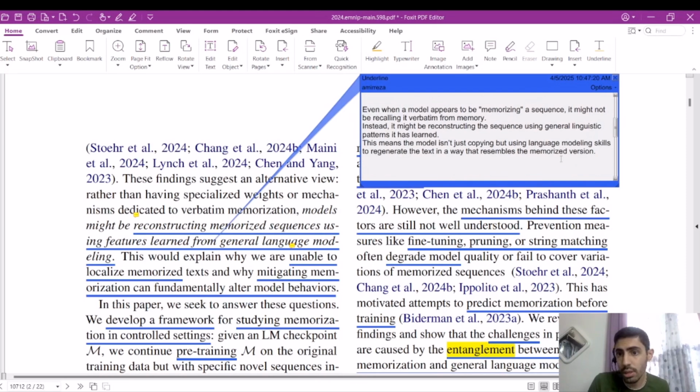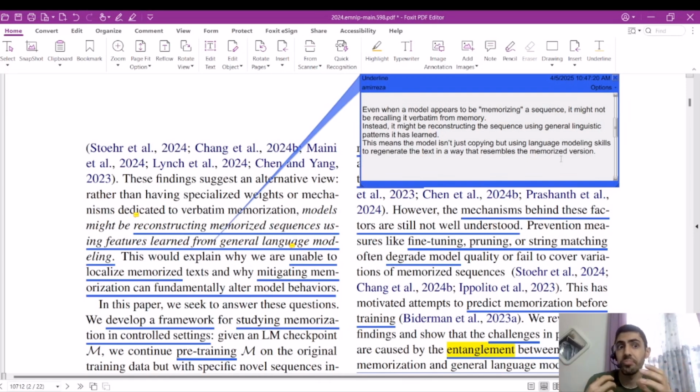Even when a model appears to be memorizing a sequence, it might not be recalling it verbatim from memory. Even when we see a response that is very near to the training data, it is not actually the same, because some part of it is rephrased. This is the main feature of language models. They generate words based on their general language modeling, and not by memorizing them.